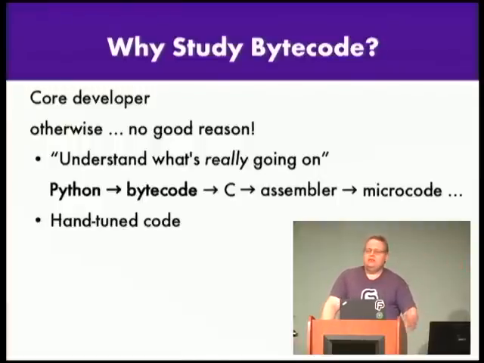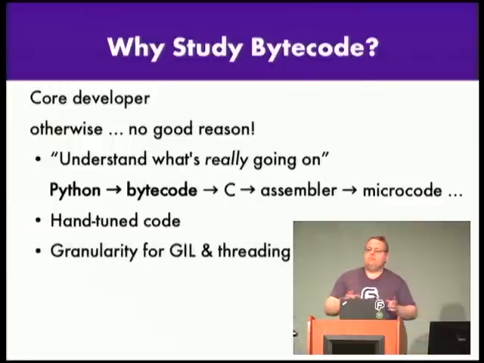Plus, bytecode is a little fragile. There are no guarantees about bytecode from version to version because it's an implementation detail. That said, it doesn't change dramatically from version to version very much. In general, if you have bytecode for 3.x, it'll probably still continue to run unchanged for 3.x plus 1. But that's not guaranteed.